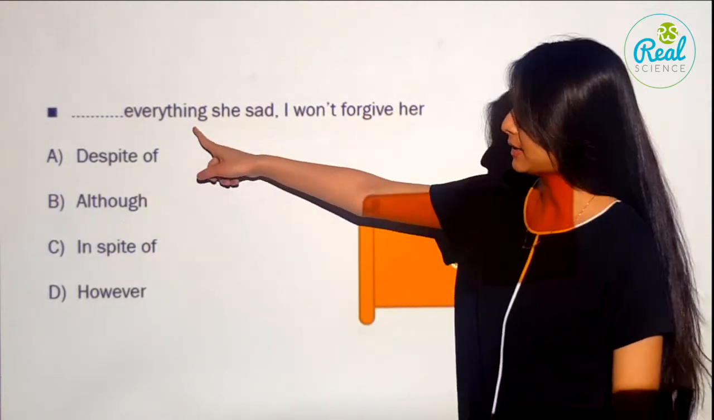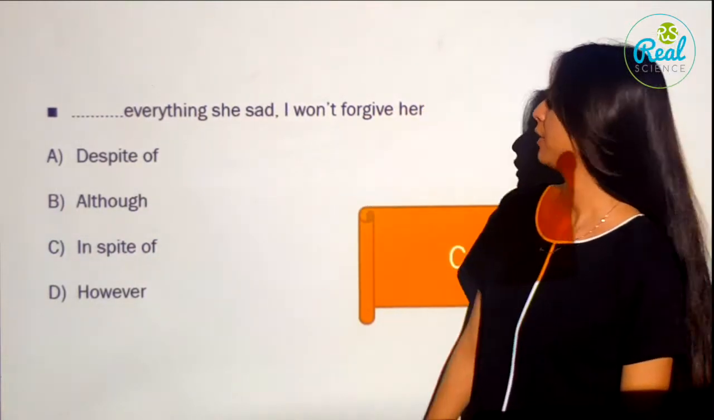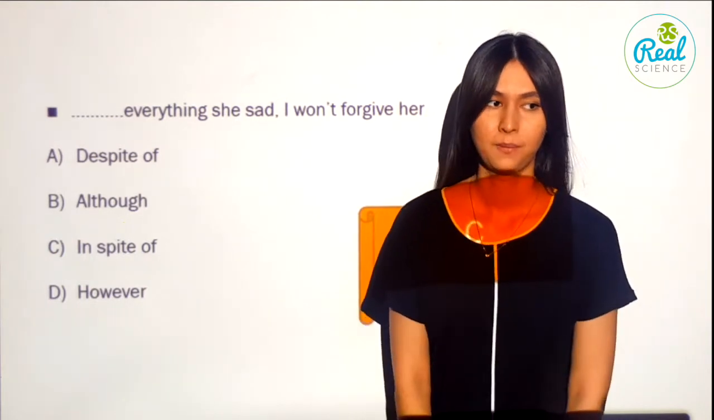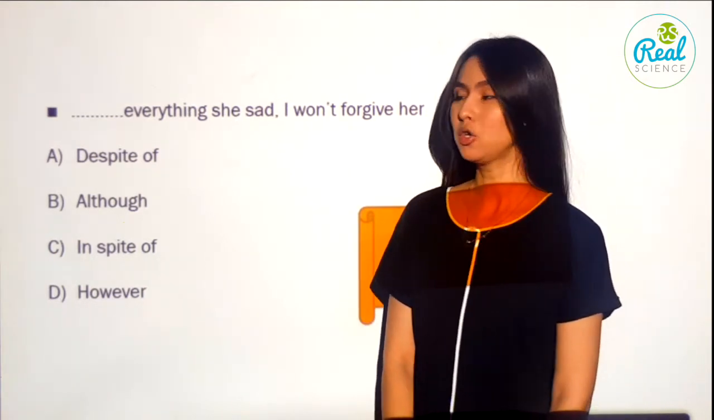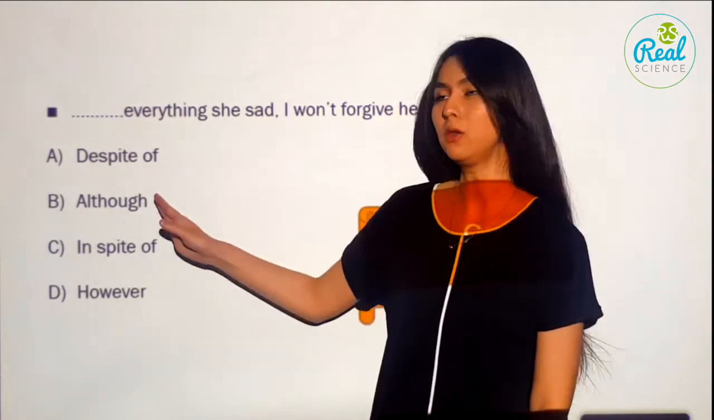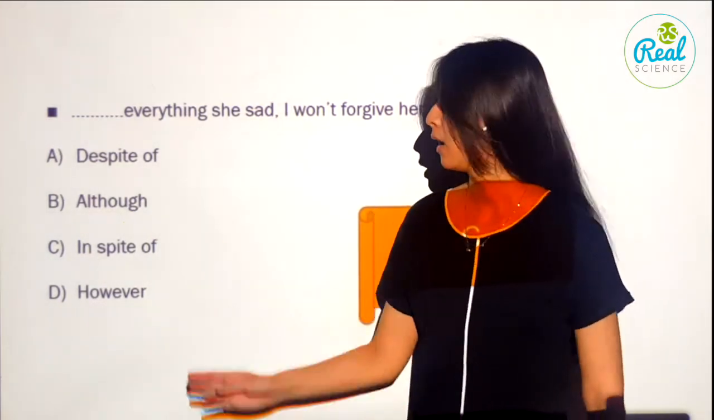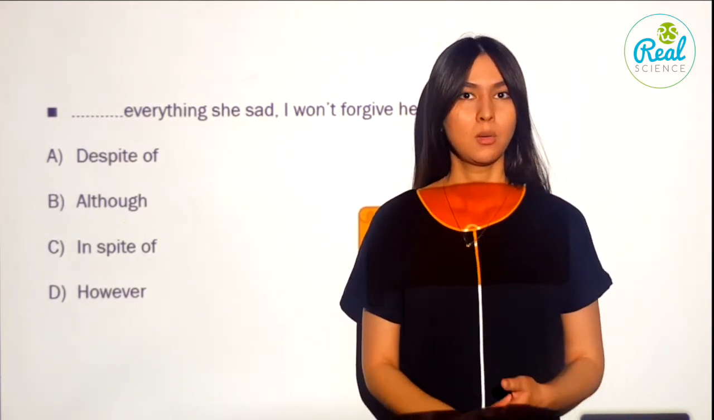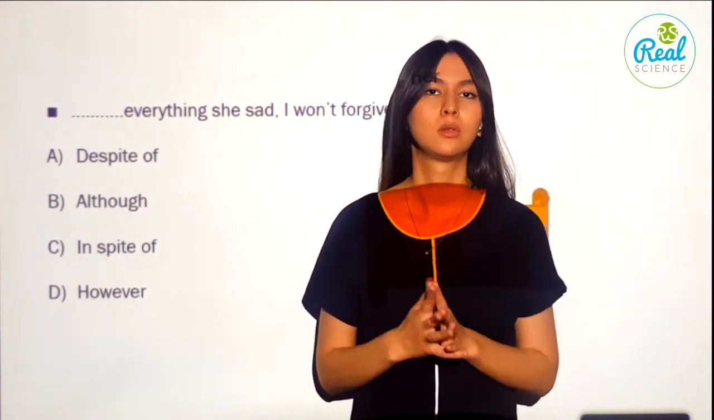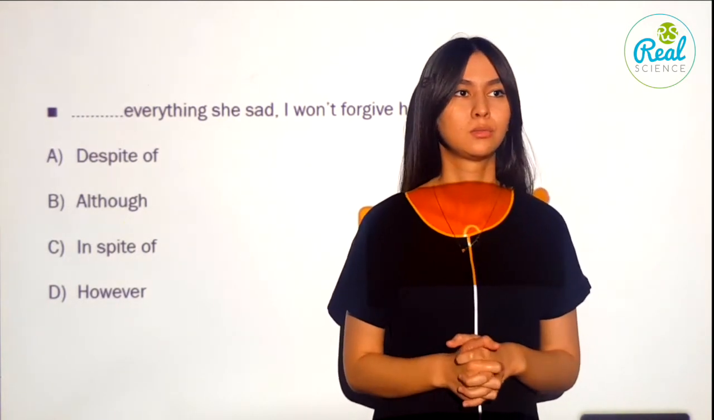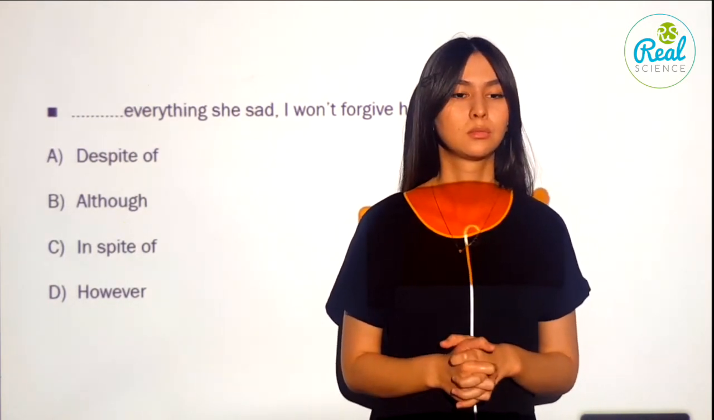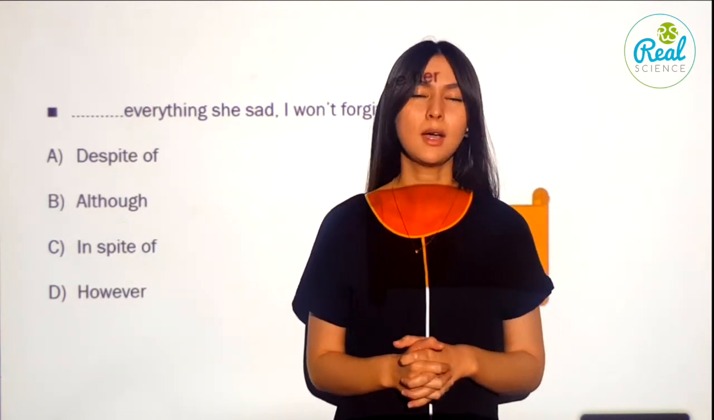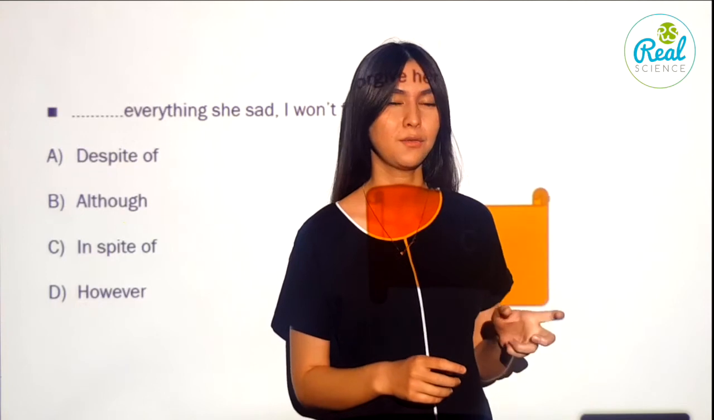So, in spite of everything she said, I won't forgive her. It's suitable. In spite of means несмотря на. So look, guys, what is the difference between also and in spite of? Also is хотя, and in spite of is несмотря на, because we have a noun. I noticed that most of you confuse it.